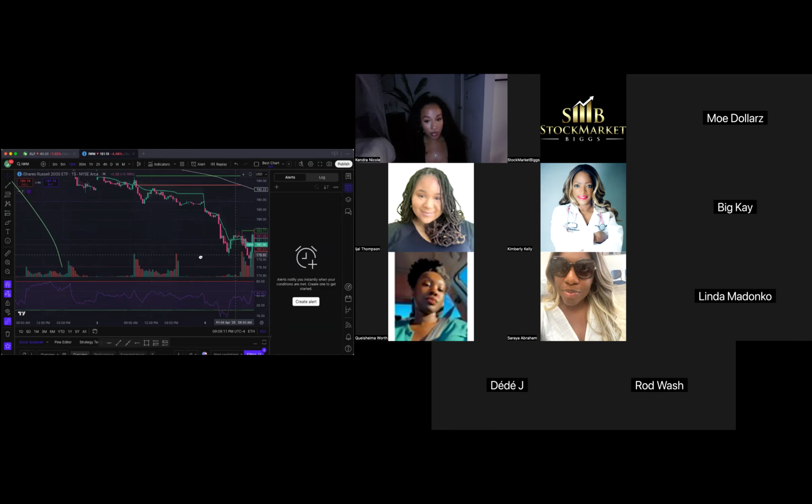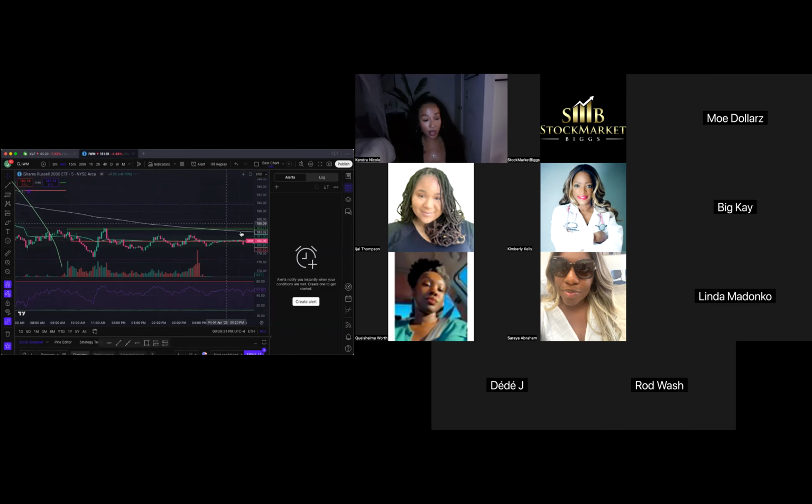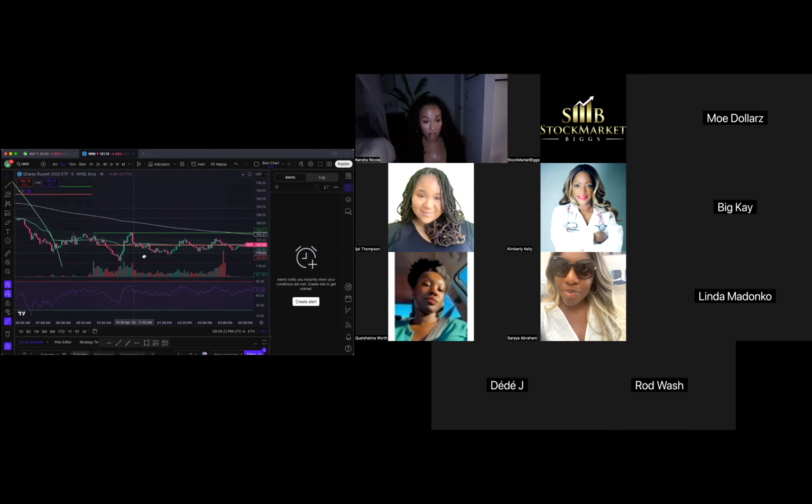And on Friday at 9:30, this is the first 15-minute candle right here. So this is what creates the ORB. This is the top of the ORB. This is the bottom of the ORB. We like to trade typically on the 5-minute. We like to enter our trades on the 5. Some people enter on the 3 and the 1.